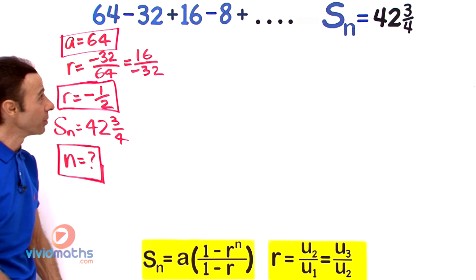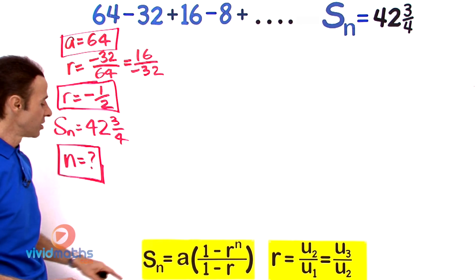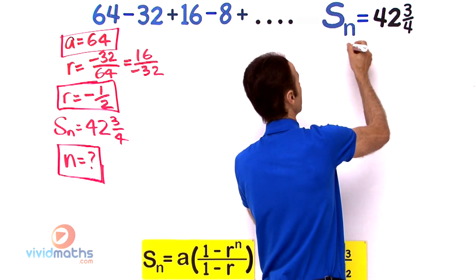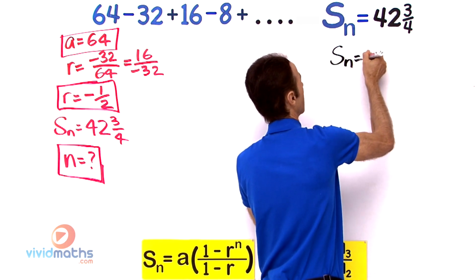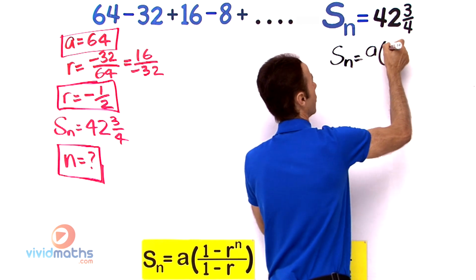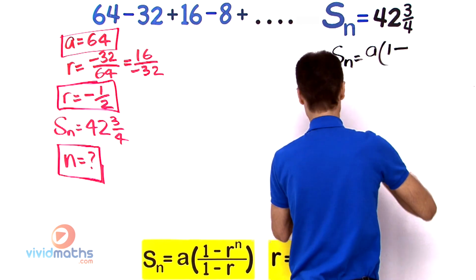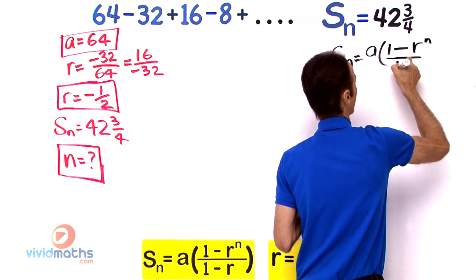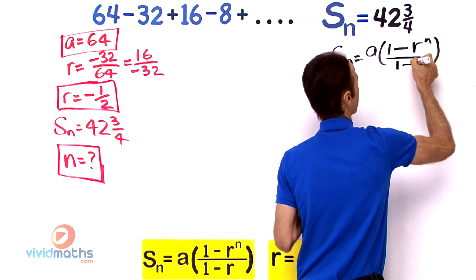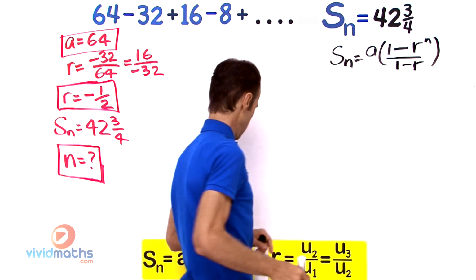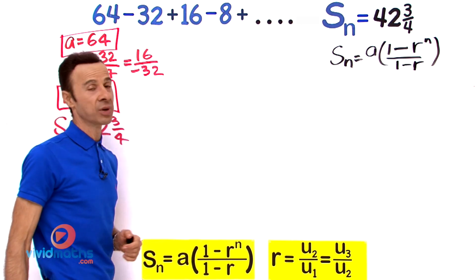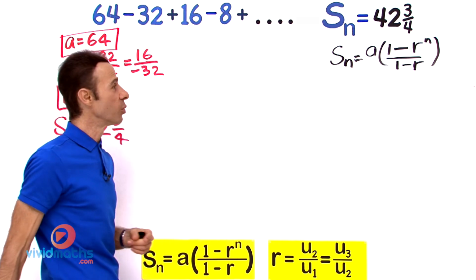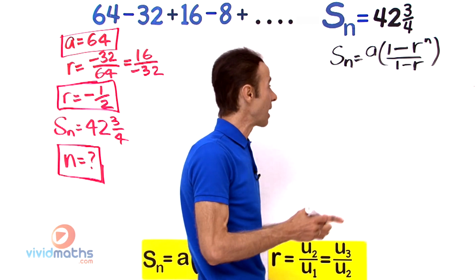So let me write that formula up again right underneath here. Sum to n equals A times 1 minus R to the n, all over 1 minus R. There we go, there's our formula, just like it is here. So all we have to do now is put the values we have into it, in order to find what we can't find, which is this n. That's what we're looking for. So let's start putting the values in.